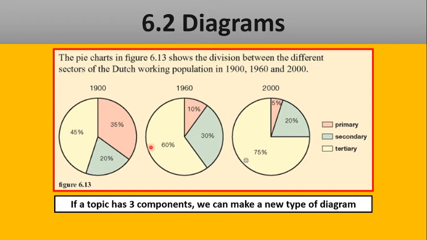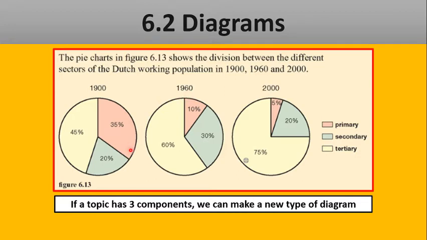Hello everyone. For the last type of diagram in chapter 6.2, we're going to take a look at a very peculiar one. First of all, if you're having pie charts like this, so we have primary, secondary and tertiary, and you'll see that over the years we always have three components. And it turns out that if we have a topic that has three components, we can now make a new type of diagram. And this diagram, I think, is a lot less known than the ones that we have taken a look at previously in chapter 6.2.